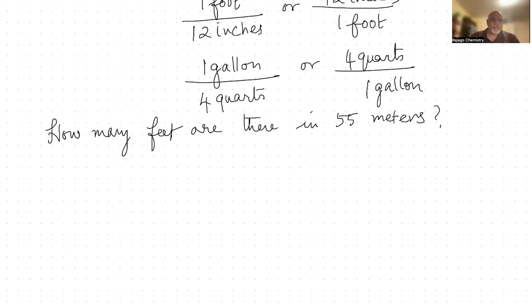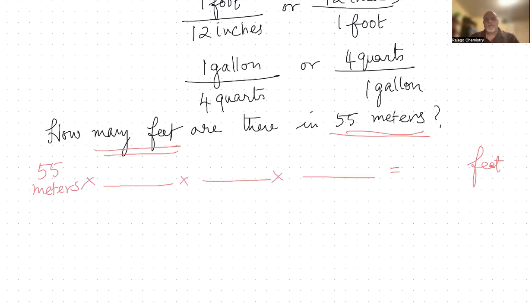To solve this, we always take the only number given here. The only number given here is 55 meters. Now, the final answer we want is feet. How many feet? So write feet. Somehow the meters have to become feet. So just draw at least 3 division lines. We call them fences. So meters has to convert into feet.